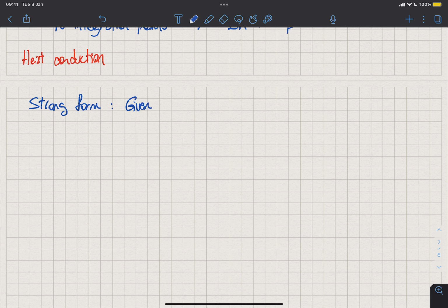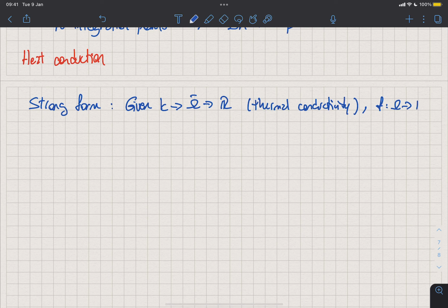So given your conductivity K from omega bar is a scalar, right? Remember that we define some things on the closure of the set, because we actually need to know the value also at the boundary. This is our thermal conductivity. F, which is our heat source, which is also a real.